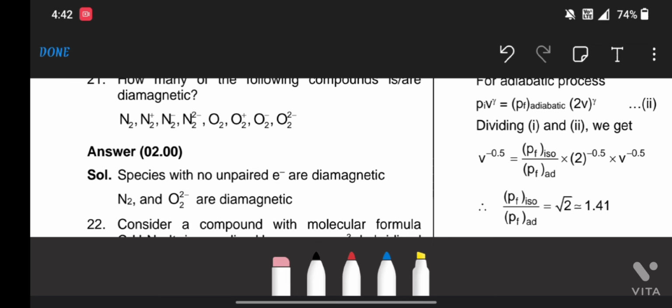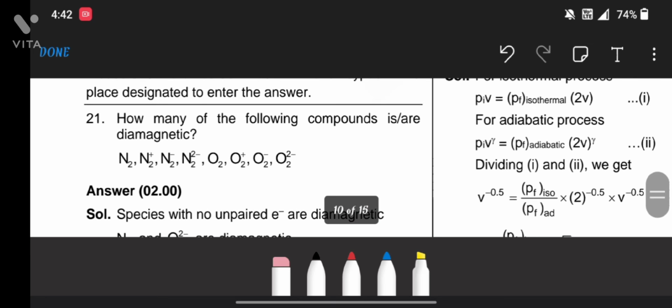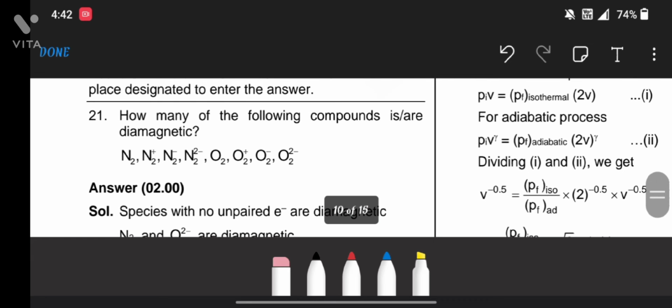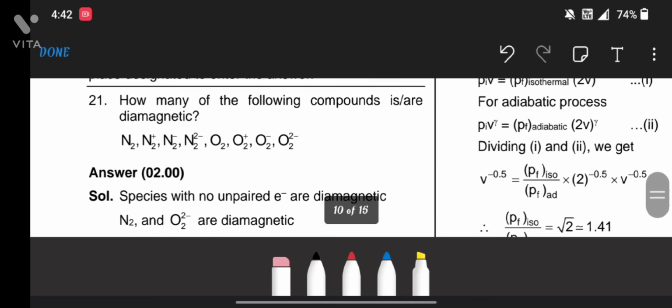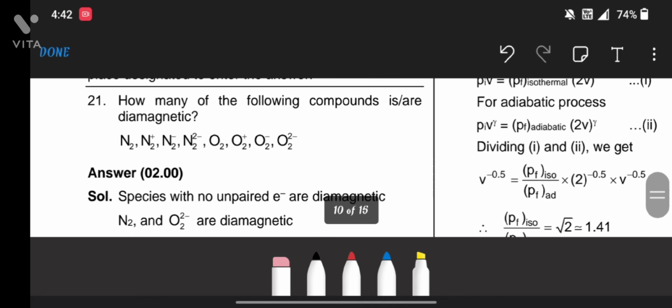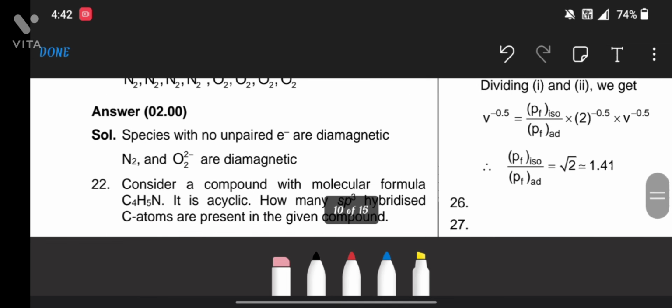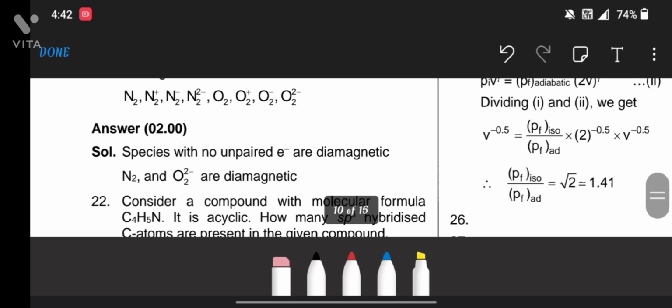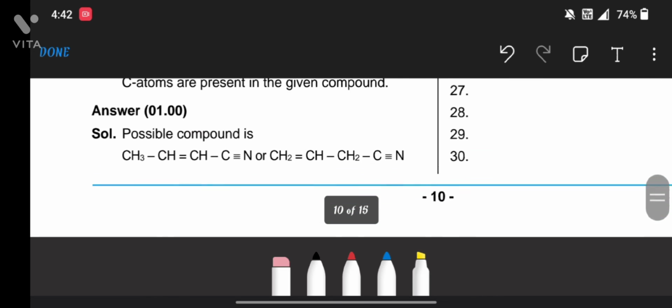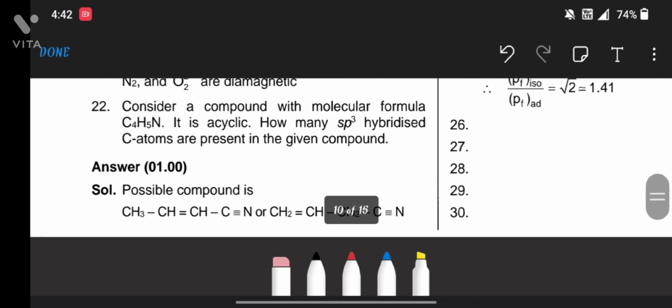So the question they have asked is how many sp3 hybridized C atoms are present in the given compound. So there is only one sp3 hybridized carbon, I think so. Therefore the answer is 1, because only one we can get if we say sp3. Moving on to the next question.